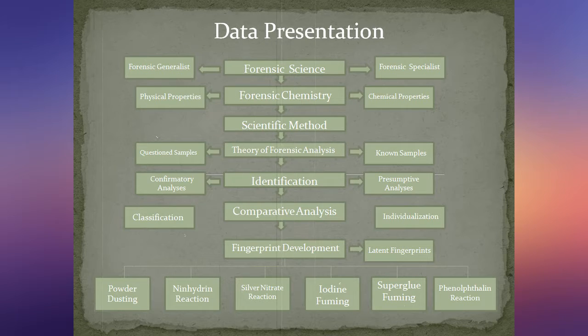Iodine fuming. Iodine behaves much the same way as solid carbon dioxide. It undergoes a phase transition from solid to gas, skipping the liquid phase, called sublimation. Superglue fuming. Items containing fingerprints to be developed are placed into a superglue fuming chamber. Liquid superglue is poured into a container and slowly heated within the chamber on a hot plate to produce superglue fumes.